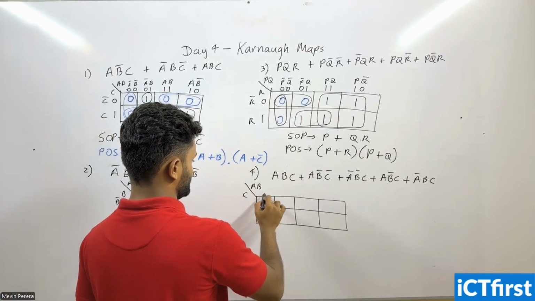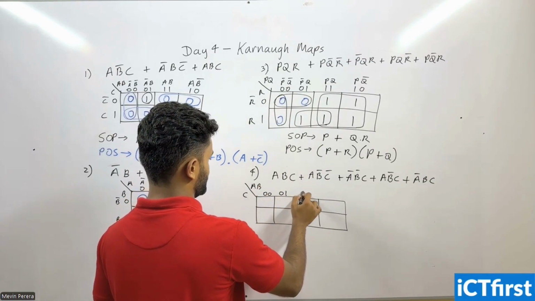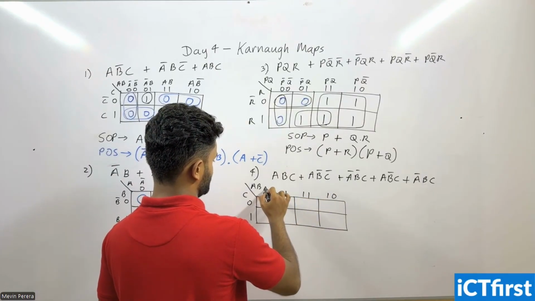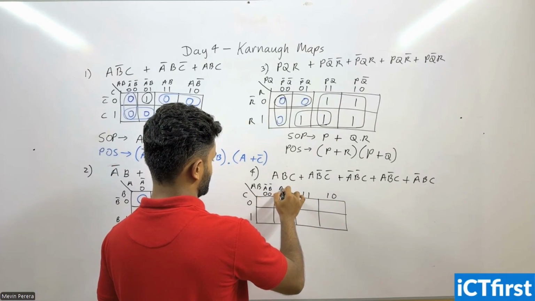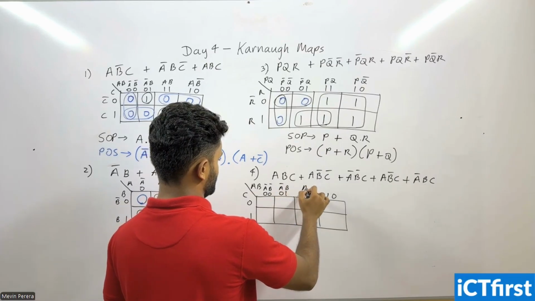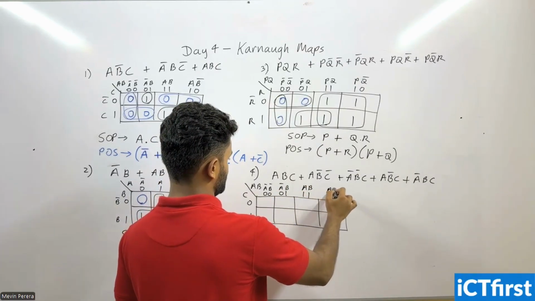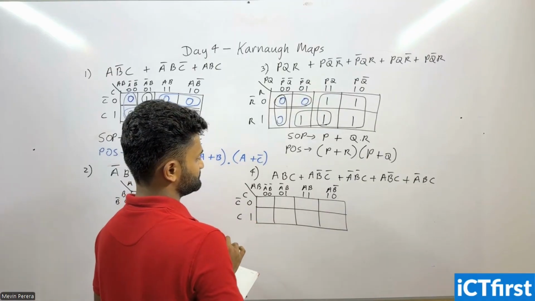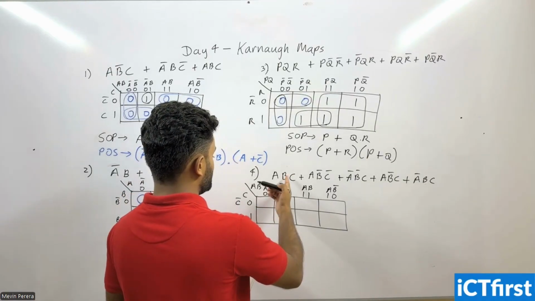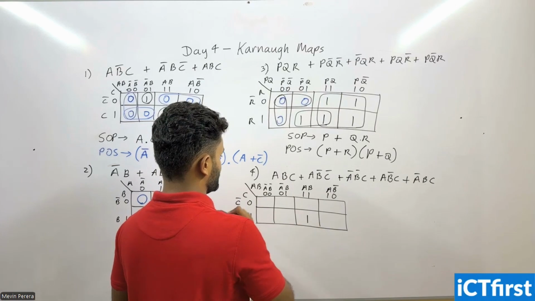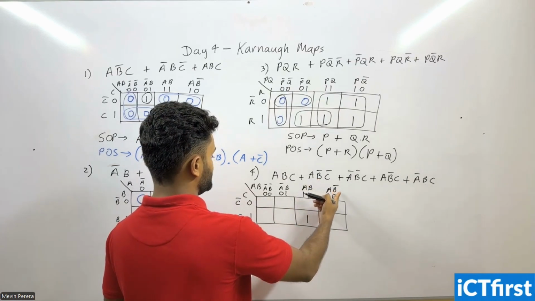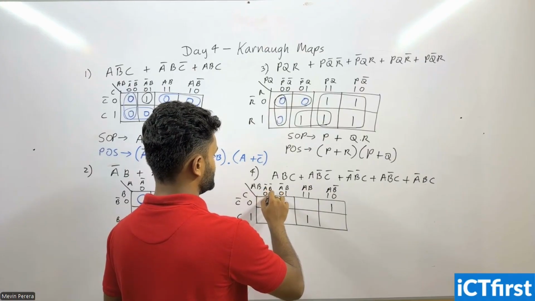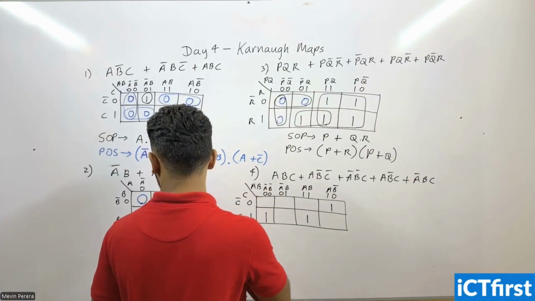A B C. 0 0 0 1 1 1 1 0 0 1. A bar B bar, A bar B, A B, A B bar, C bar, C. So A B C, this one. A B bar C bar, this one. A bar B bar C, this particular one.